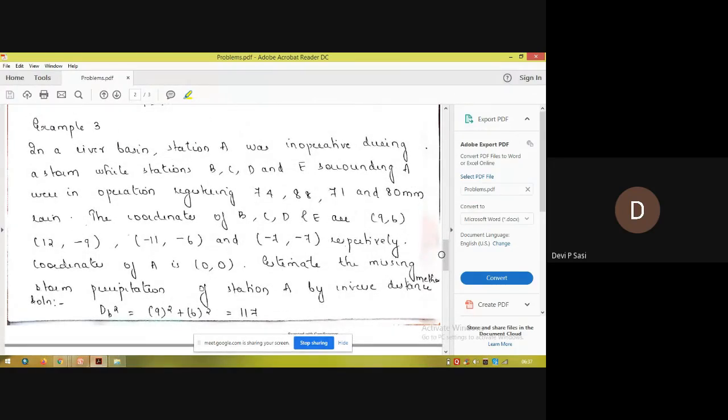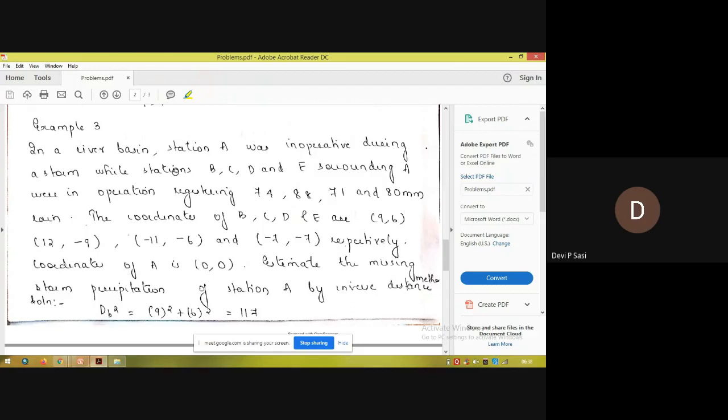In a river basin, example 3, station A was inoperative. So what are the coordinates of station A? 0, 0. I have told that the coordinates of the missing rain gauge station will be 0, 0. So the coordinates of A are 0, 0. It is specially specified in the question. If it is not given in the question also, you should assume the coordinates of the inoperative station, the missing rainfall station, as 0, 0.